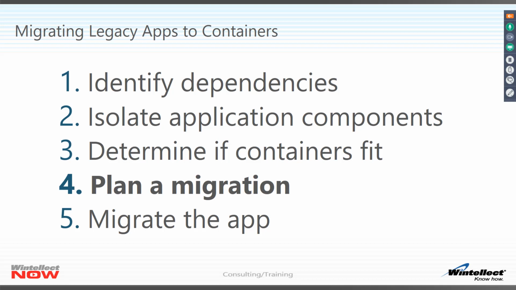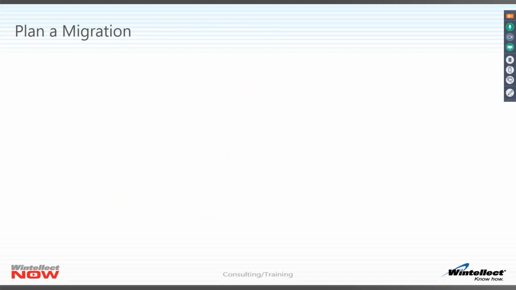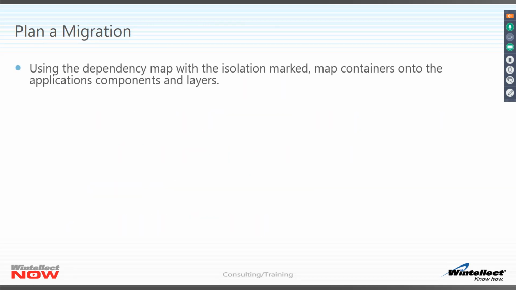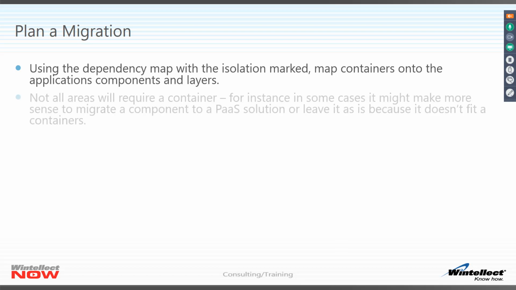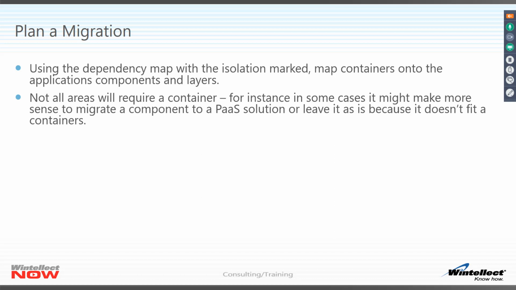So this is where you take your components, you take your dependency map, and you map containers onto those layers in isolation. Once you've decided that, okay, I think I can make this stuff work in containers, you want to figure out what's going to be the best way to containerize these applications, and then also, using the dependency map, mark their isolations. Not all areas will require containers.